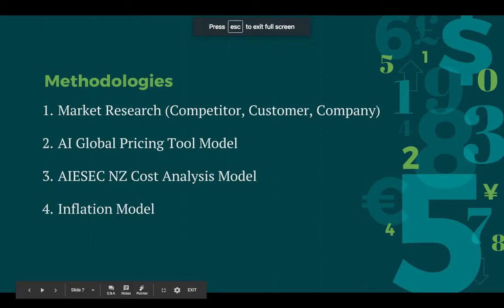Learning from our lesson from last time, we realized that just relying on one model can be risky because there may be estimation errors and it may not be accurate. So that's why this time we added 3 other methodologies, which include the ISO International Global Pricing Tool, the cost analysis, and inflation.